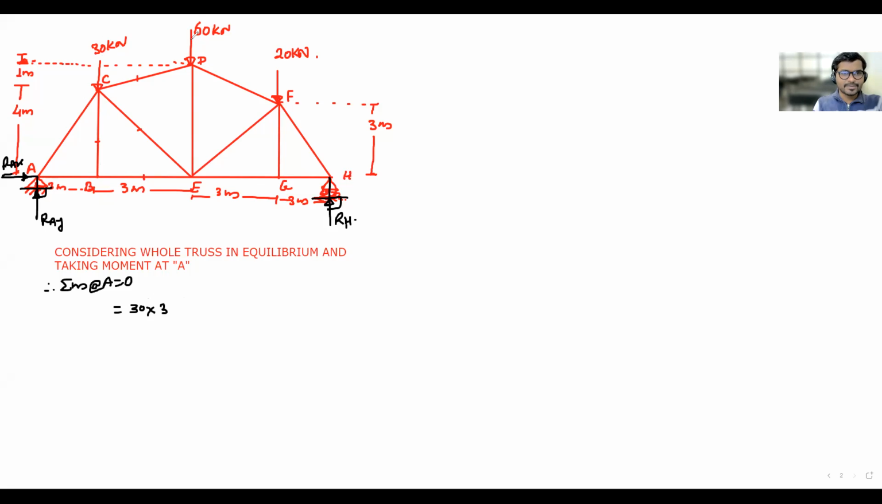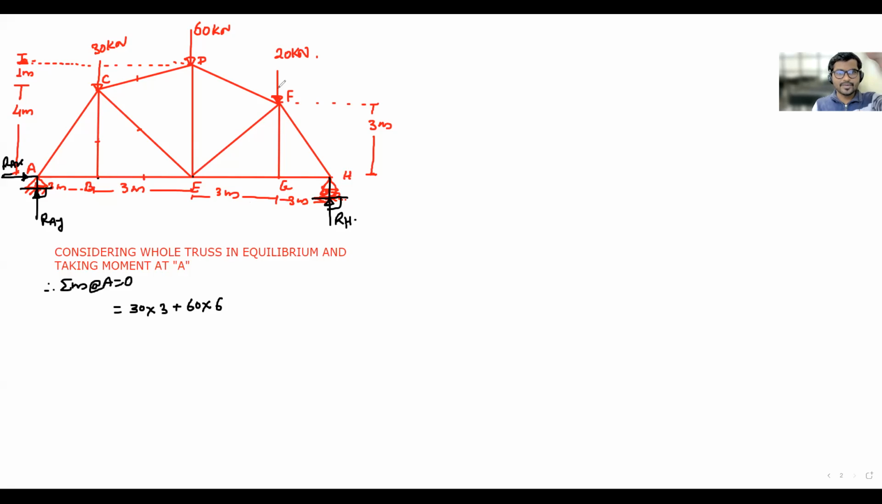Next 60 coming down, rotating truss at A in a clockwise sense. So that will be again a plus 60 into distance of 6 meters. It is not 3, it will be 6. From here to here is 3, from here to there is 3, so 3 plus 3 is 6 meters.